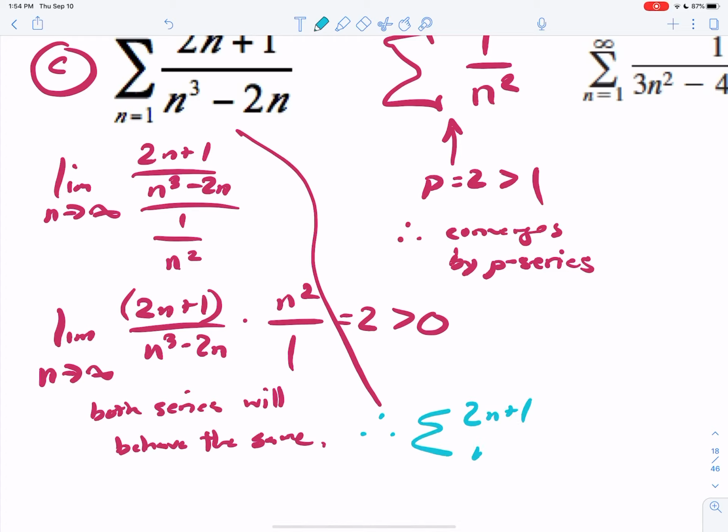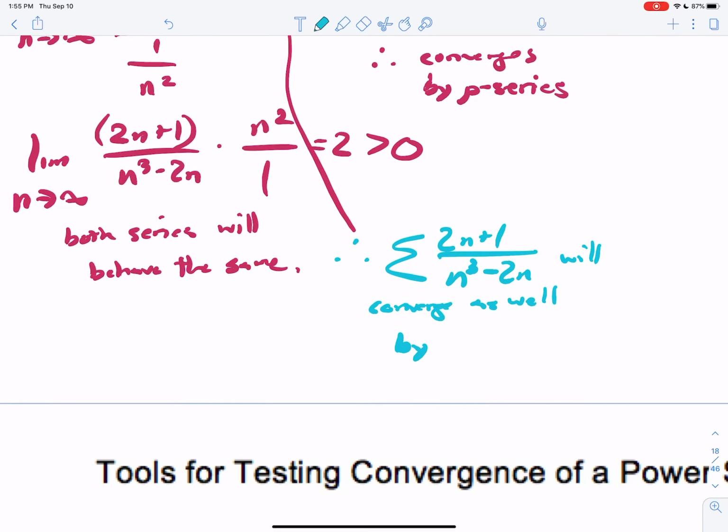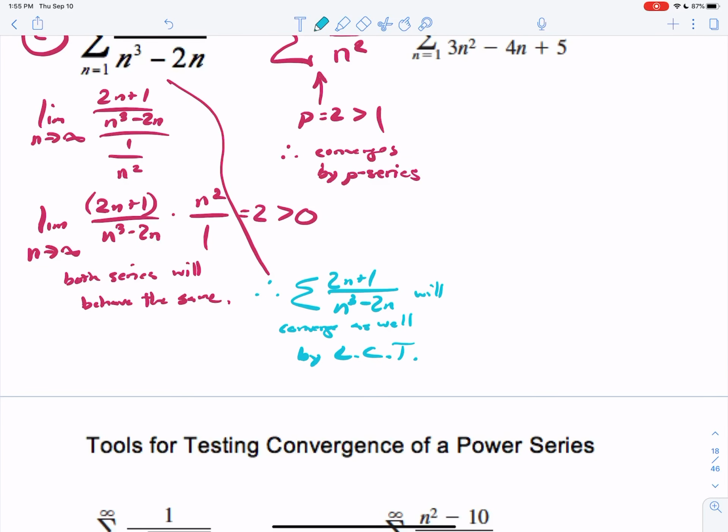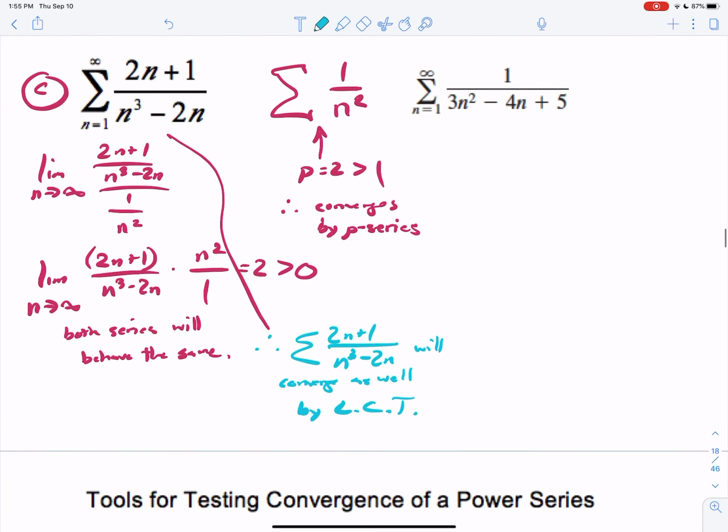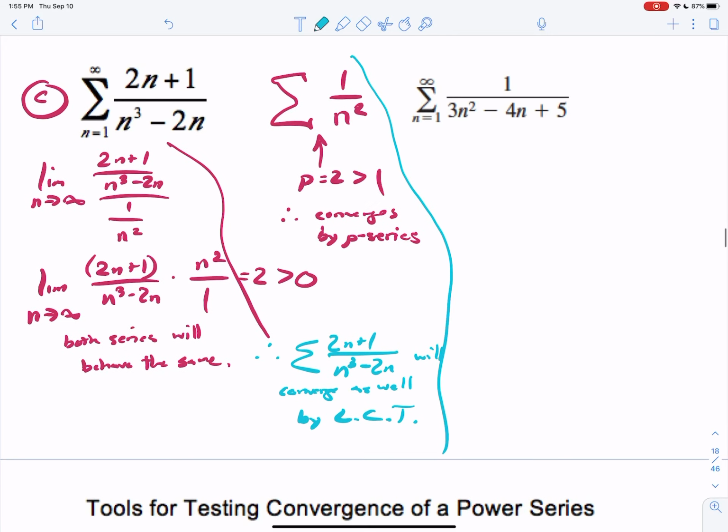Therefore, (2n+1)/(n^3-2n) will converge as well. How do we know that? By the limit comparison test. You do enough and it'll stick, you guys, okay? It's obviously new, and with anything new, it's always going to be a little bit uncomfortable until you start practicing, okay? Okay, here's one more.